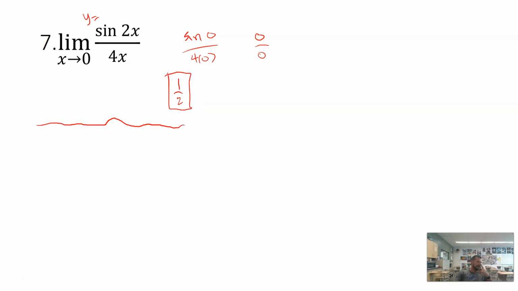So that's what that limit is. So if you can't factor when we get the indeterminate form, what we do instead is we just look at a graph of the function to try and figure out what it is.